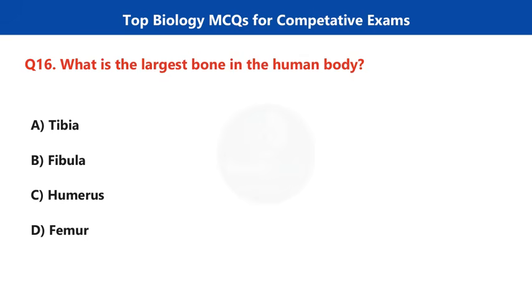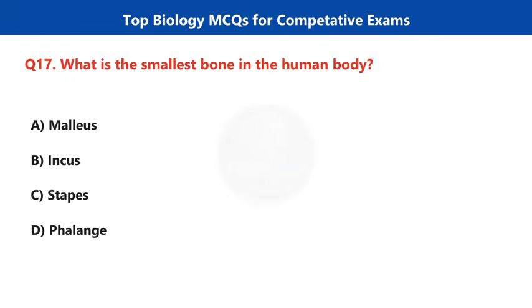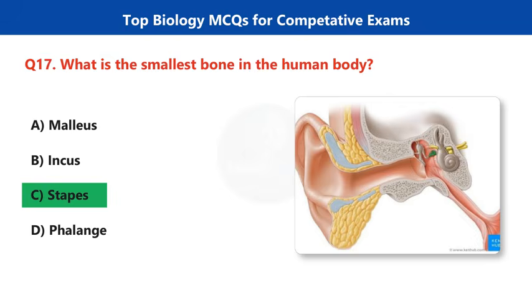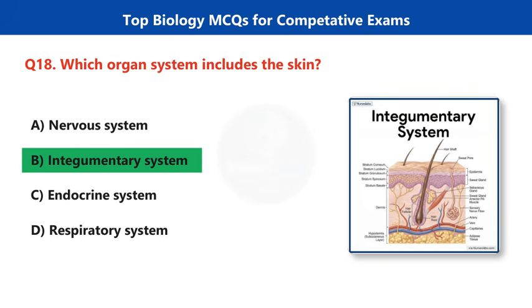What is the largest bone in the human body? Correct answer, femur. What is the smallest bone in the human body? Correct answer, stapes. Which organ system includes the skin? Correct answer, integumentary system.